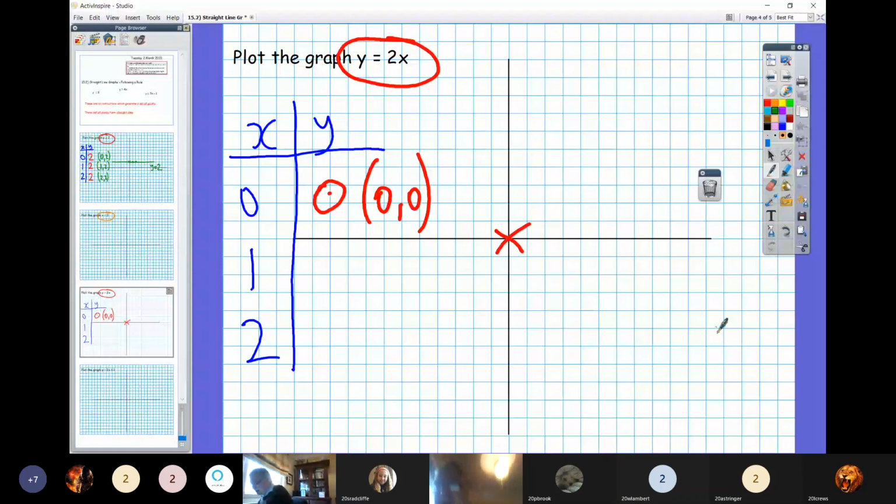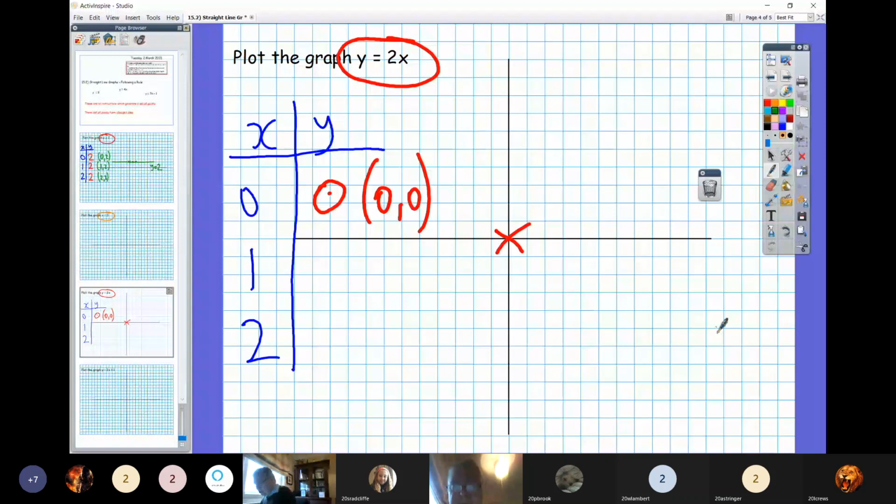Right, I'm now going to move on to the next one and do it in green. Now, when x is 1, my instruction at the top is telling me I've got to double it. Now, 2 lots of 1 is 2. So my second coordinate is 1, 2, which I'm going to do in green, though I know it hasn't come through yet. And then I've plotted that on the graph.